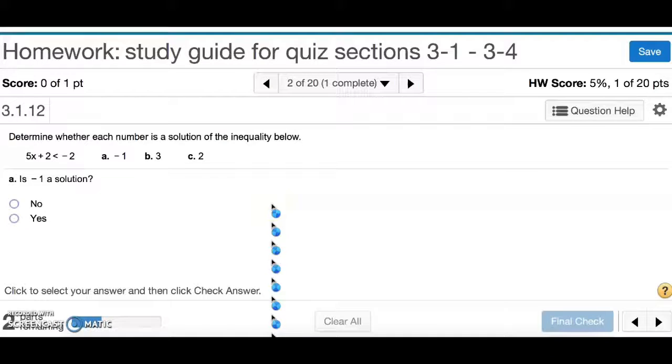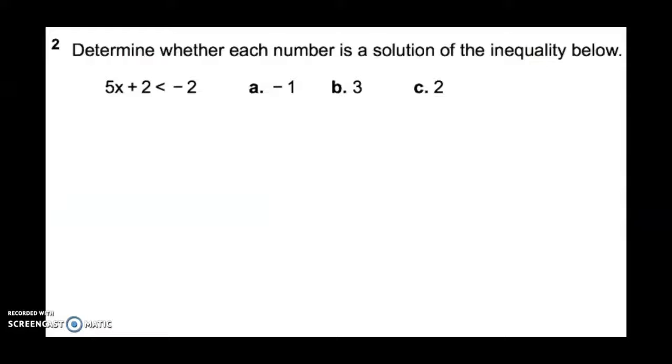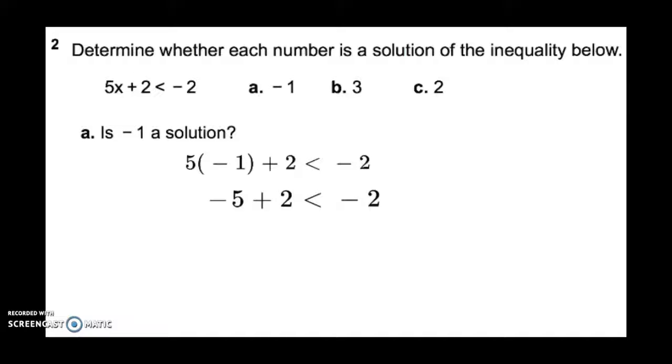Number 2, you are determining whether each number is a solution of the inequality below. So let's take a closer look. What we're going to need to do is substitute each of these numbers in for x to see if they're a solution or not. Starting with the first one, is -1 a solution? Substitute in -1. 5 times -1 is -5. -5 plus 2 is -3. So now it has -3 is less than -2. And that is true, so yes, -1 is a solution.